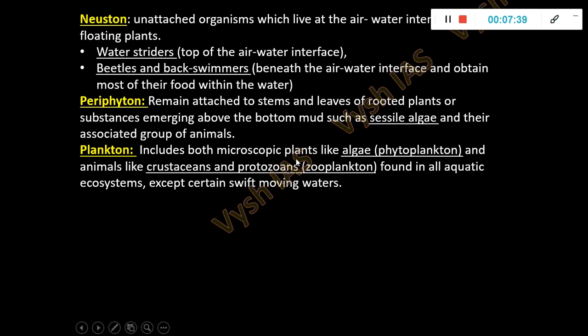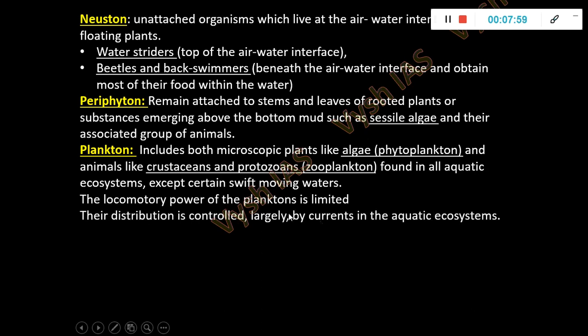So they are microscopic things. Algae is the phyto type, and crustaceans and protozoans are the animal type, and it is there in all aquatic ecosystems, except for certain swift moving waters. The locomotory power of the plankton is limited, meaning its movement is limited. It's not like a fish, which can go wherever it likes. Their distribution is controlled largely by currents in the aquatic ecosystem.